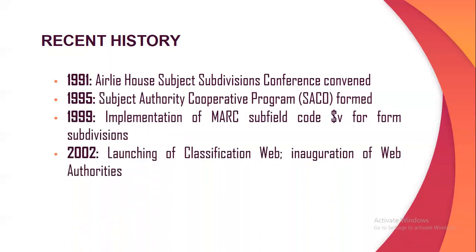And in 2002, the launching of Classification Web and the inauguration of Web Authorities. Classification Web is a subscription service offering access to both the Library of Congress classification and the Library of Congress subject headings, updated weekly. The Web Authorities also provides free access to Library of Congress authority records for names, subjects, and uniform titles via the web.